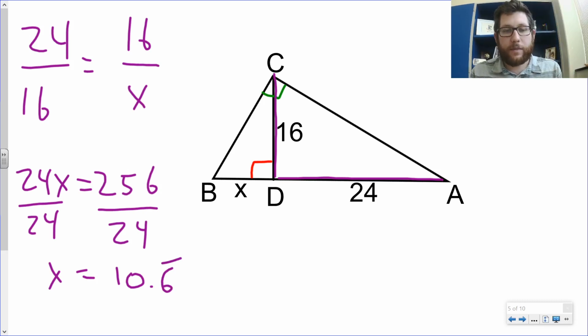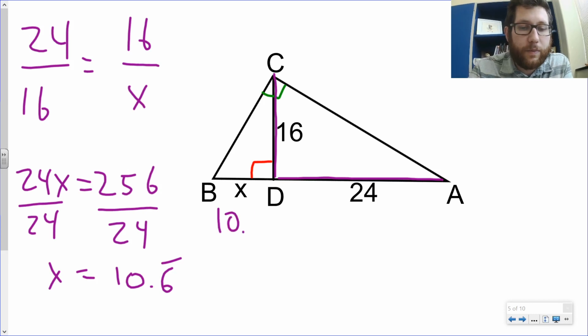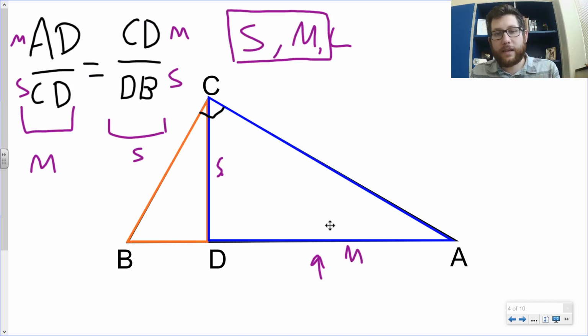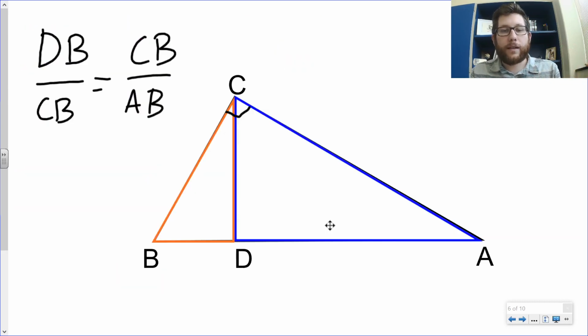Now, let's check to make sure this makes sense. 10.6 repeating. Could that be that side? Well, it should be smaller than 16. It should be smaller than 24. So I'm okay with that as an answer. It doesn't have to look exactly right, but just make sure that it's smaller than what it should be smaller than. So that's the first kind, when I'm dealing with the smallest and medium triangles. Let's take a look at what happens when I'm dealing with the smallest and largest triangle.